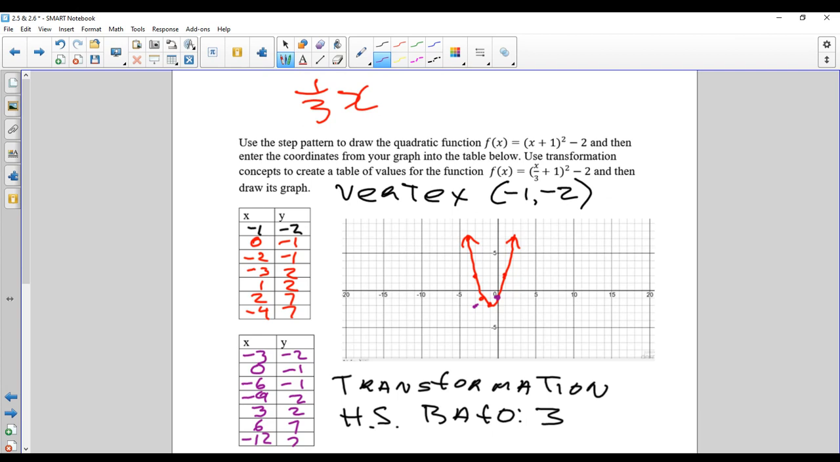Minus 6, minus 1 should be somewhere around here. Minus 9, 2. Minus 9, 2 would be about here. 3, 2 would be about here. 6, 7 would be about there. And minus 12, 7 would be about here.